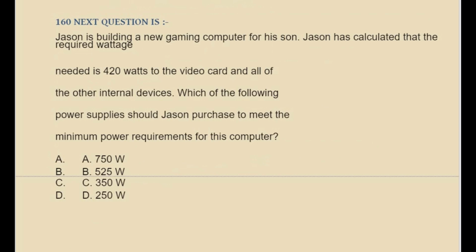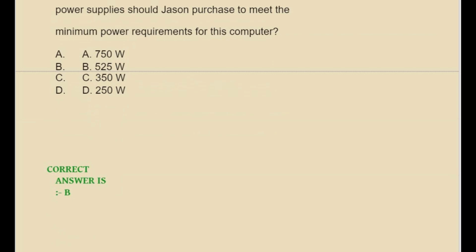Question is, Jason is building a new gaming computer for his son. Jason has calculated that the required wattage needed is 420 watts to the video card and all of the other internal devices. Which of the following power supplies should Jason purchase to meet the minimum power requirements for this computer? Option A, 750 watt. Option B, 525 watt. Option C, 350 watt. Option D, 250 watt. Correct answer is option B.